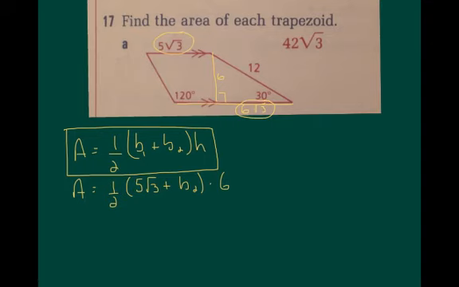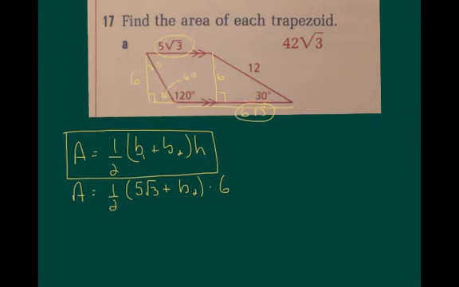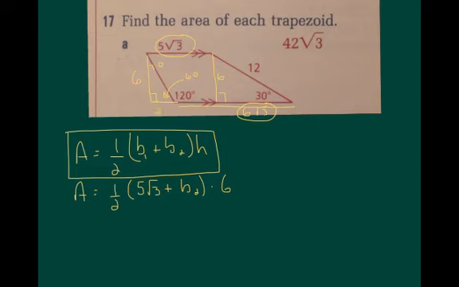So I'm going to try dropping another altitude outside the trapezoid, creating another 30, 60, 90 triangle. But here, the 60 is the supplement of that 120-degree angle. And so 6 is opposite the 60 degrees. That means opposite the 30 degrees is going to be 2√3. And since I know that this whole length must be 5√3, as noted above, the remaining portion of the lower base must be 3√3.